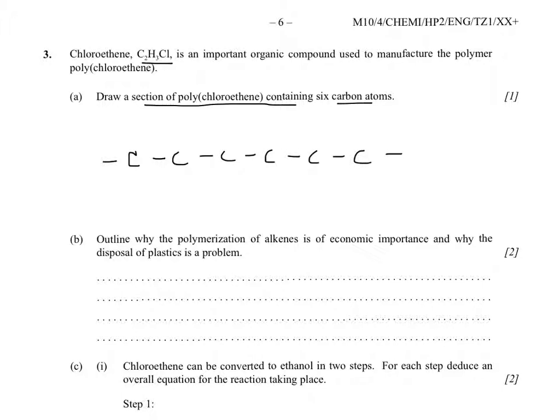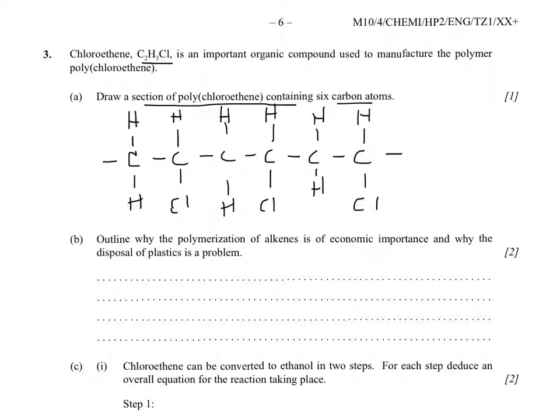Each one of them, in groups of 2 from the ethene, is going to have 3 hydrogens and then a chlorine, and this would be the repeating pattern of the polychloroethene. You can have the carbons and hydrogens in alternating spots above or below. You do need this continuation for the point, and there you go.